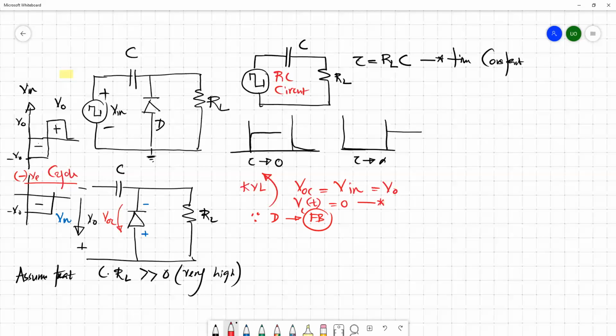At the same time, there is another RC circuit here. We apply this negative voltage, and once we apply it, the diode gets forward biased. Again, we have an RLC circuit.